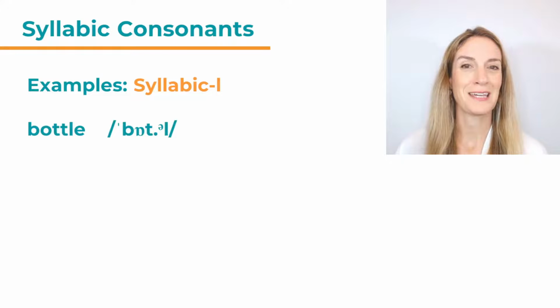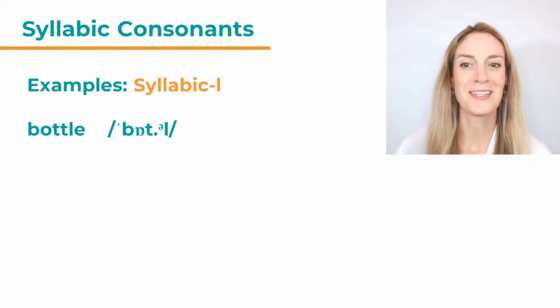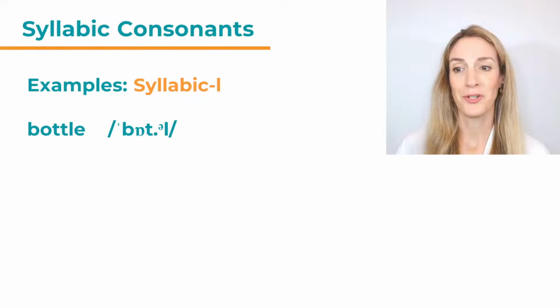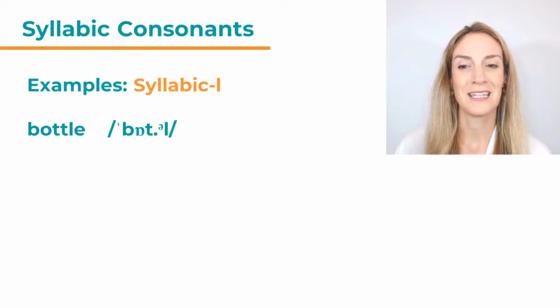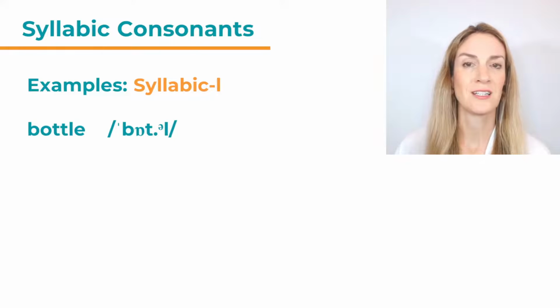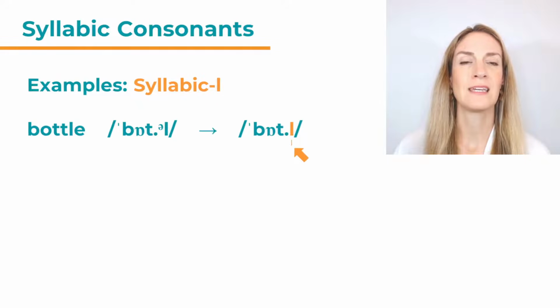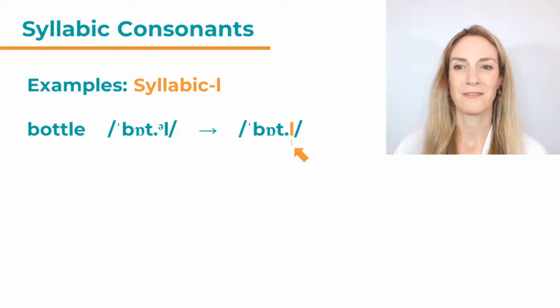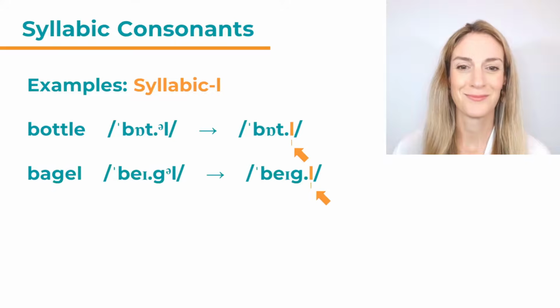Let's have a look at one of our liquids now. So this is syllabic-l. Here we have another word, bottle. And again, you can see the second syllable has the schwa and l are lateral, bottle. But said quickly, it is often realized as bottle, bottle. And it's really just a syllabic-l. So here we have a syllabic consonant as well.